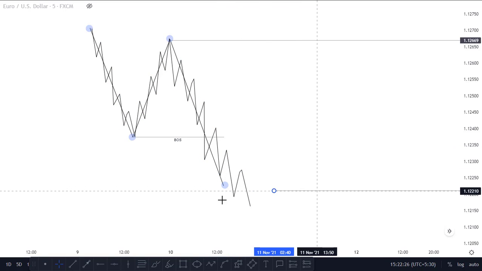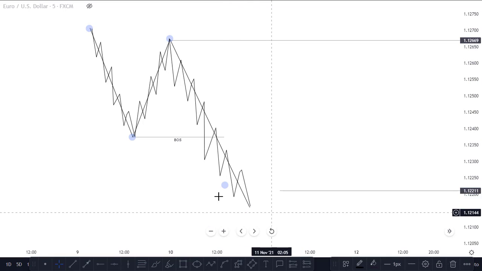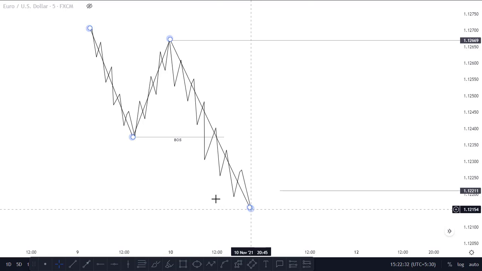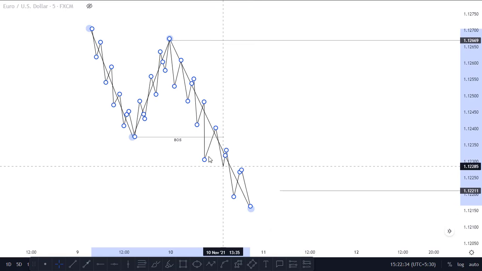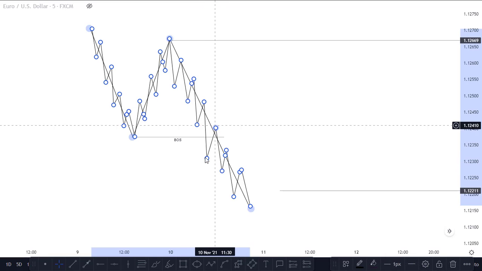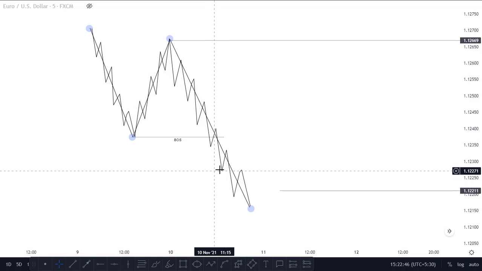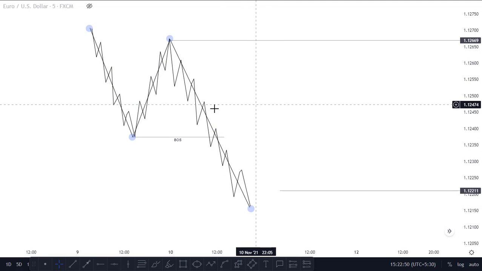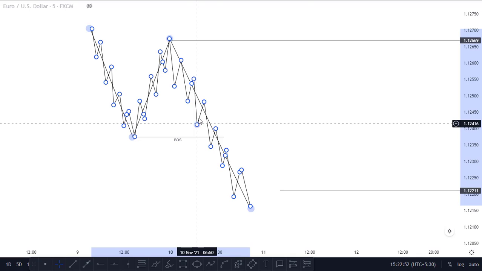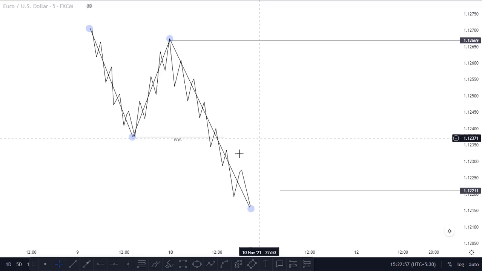Let's say our range ends here, and all of these are pullbacks taking place in this area. These are small structure, because market will not move with a single line. Market is forming small structure as it is moving.